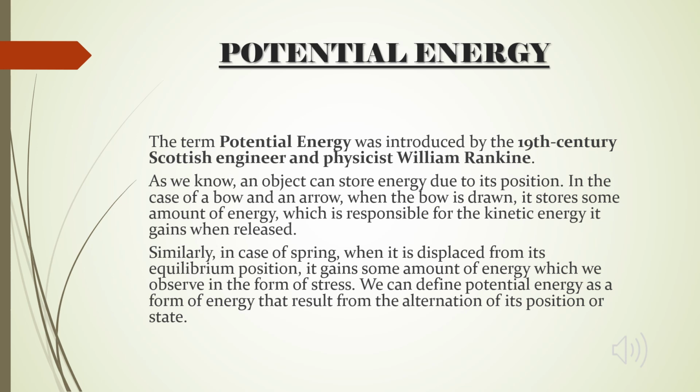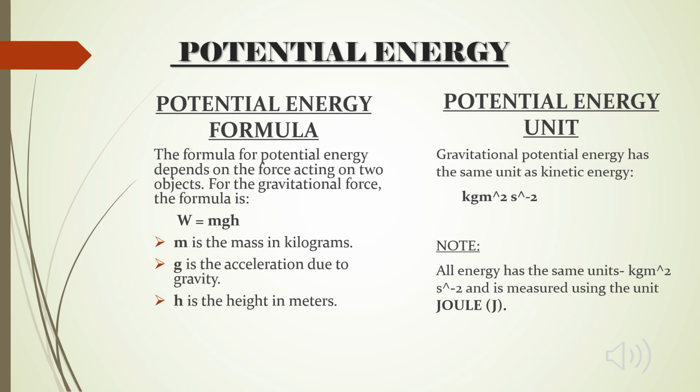Similarly, in case of a spring, when it is displaced from its equilibrium position, it gains some amount of energy which we observe in the form of stress. We can define potential energy as the form of energy that results from the alteration of its position or state. यानी कि पोटेंशियल एनर्जी वो एनर्जी होती है जो किसी भी ऑब्जेक्ट की जो पोजीशन या स्टेट है जब वो आल्टर होती है तो जो एनर्जी प्रोड्यूस होती है वो पोटेंशियल एनर्जी होती है.